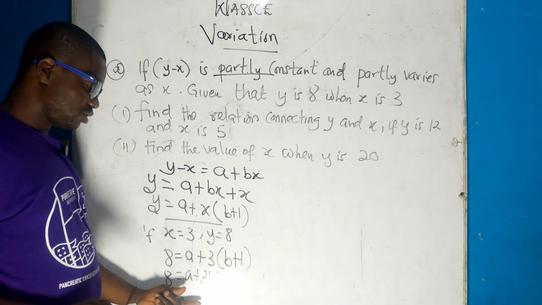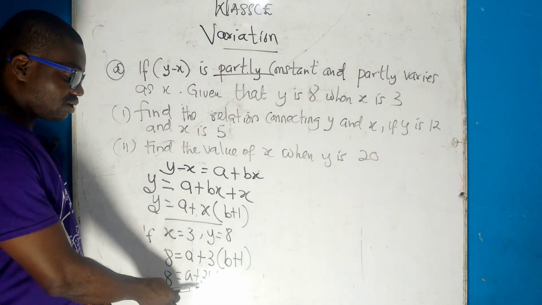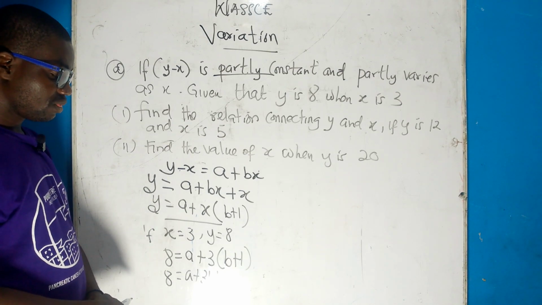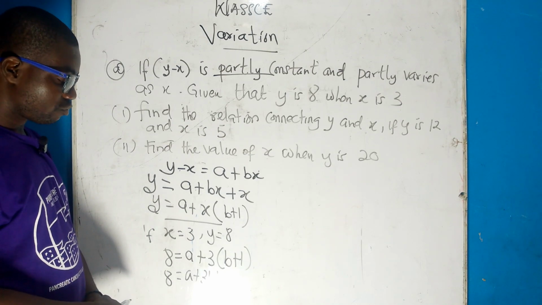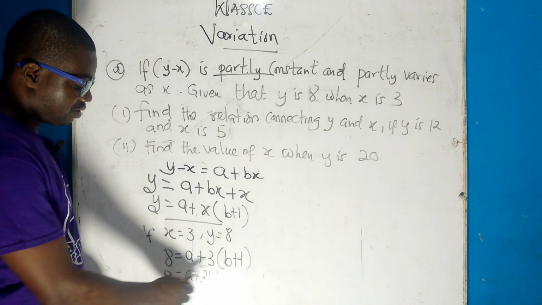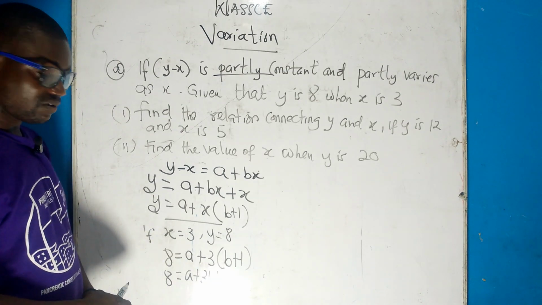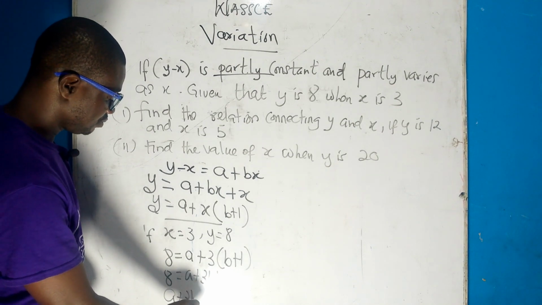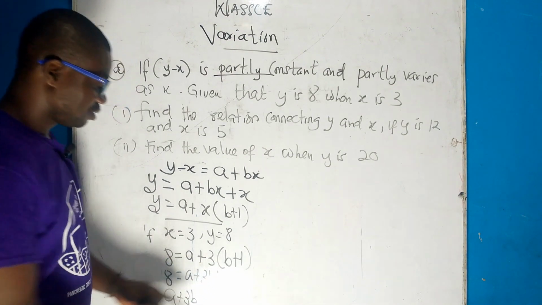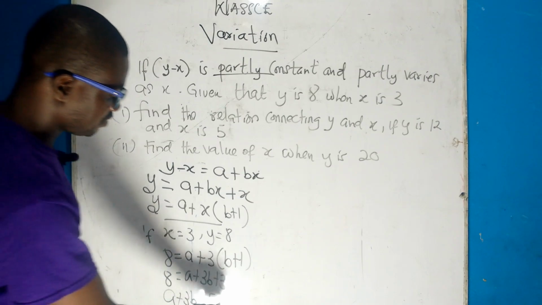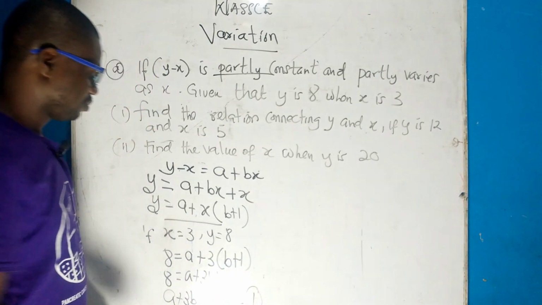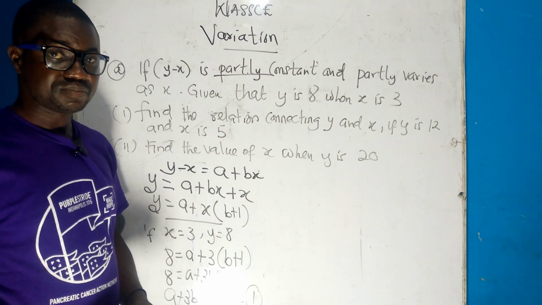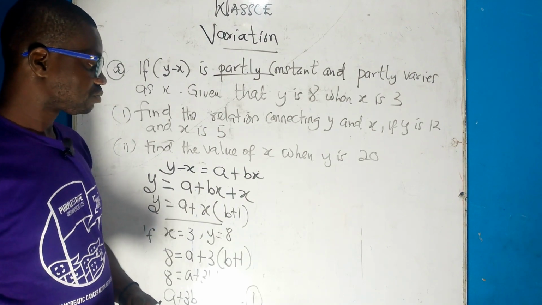So we have this relation, and I believe that you can easily simplify this by grouping like terms. So we have 3 going to the other side, giving you 5. So you have a plus 3b is equal to 5, meaning 8 minus 3 will give you 5. So let's give this as equation 1: a plus 3b is equal to 5.